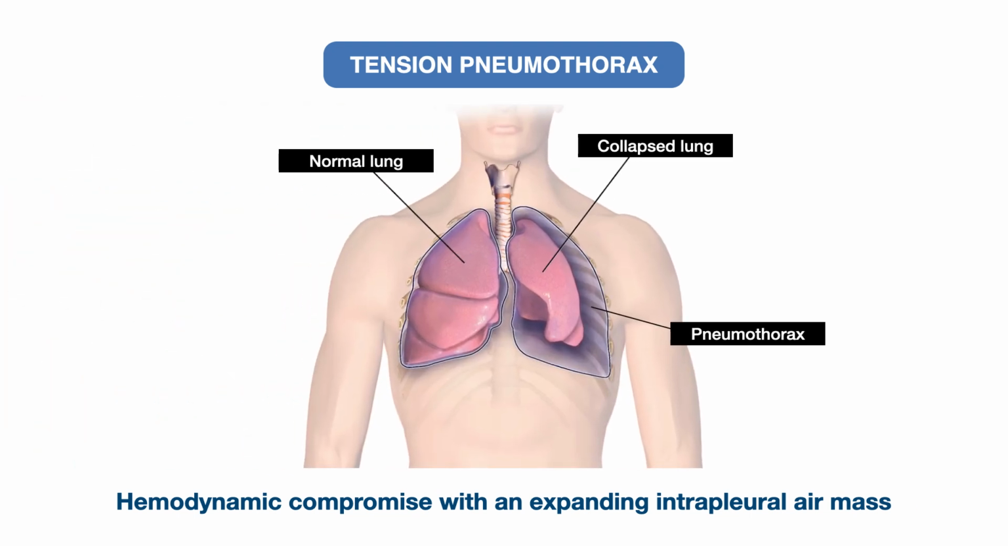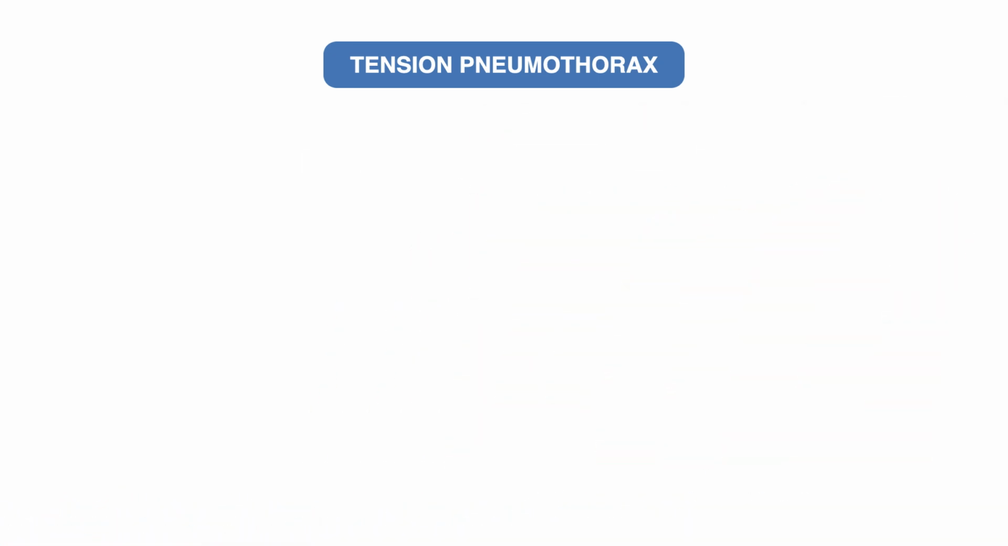A tension pneumothorax develops when there is buildup of air in the pleural space. The buildup causes a shift in the mediastinum and venous return to the heart is obstructed, which can lead to cardiac arrest. Tension pneumothorax can occur in a variety of clinical situations including trauma, asthma, and other respiratory diseases, but can also be iatrogenic following invasive procedures.